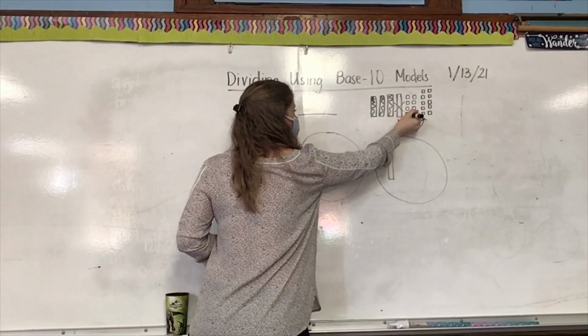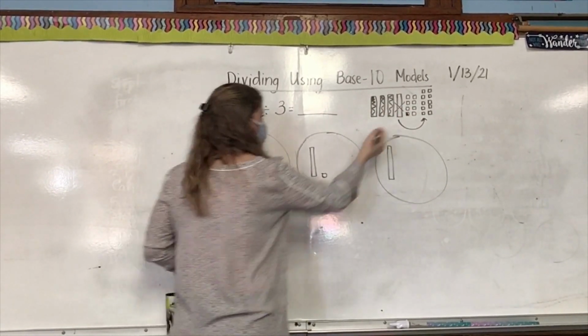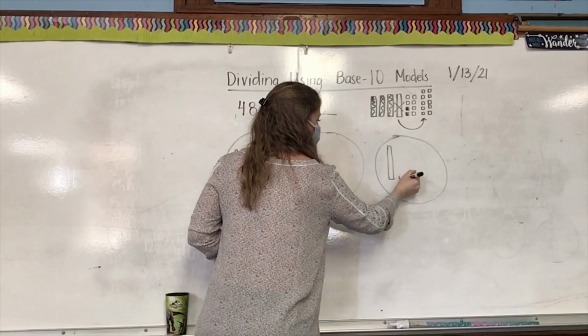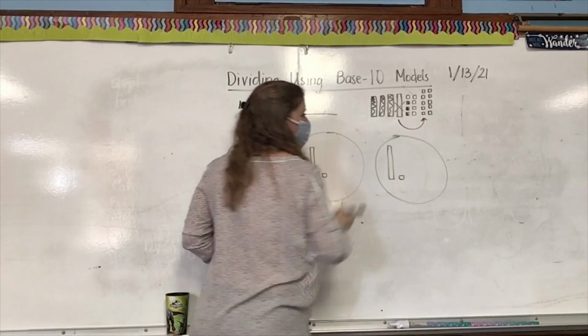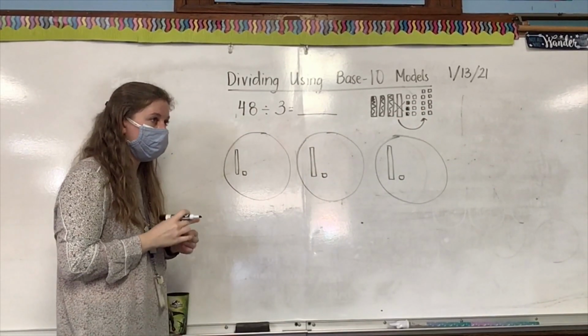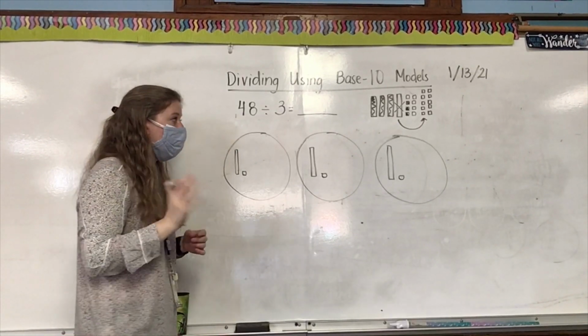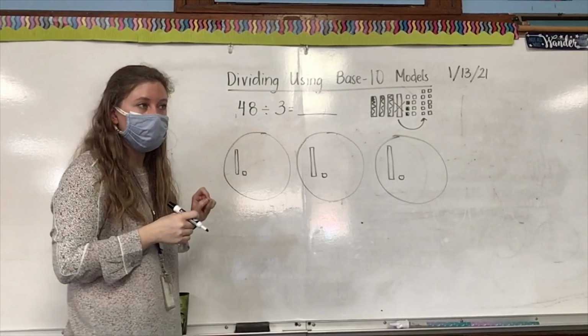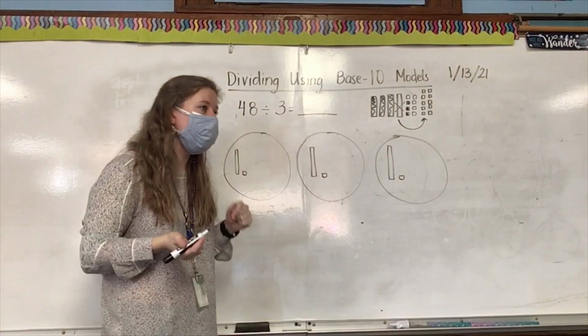1, 2, 3. What should I make sure of before I start again? Make sure you have 3 more to go back around. Make sure I have at least 3, the same number of groups. Do I have at least 3? Yes.